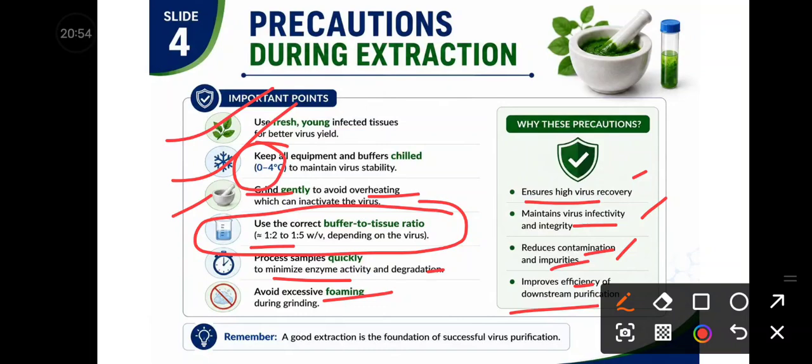Whenever we go to any molecular laboratory, standardization of the procedure is most important. See, in every lab they use different quantities of buffer as well as sample, so you have to standardize it. It may differ from virus to virus, and from condition to condition. Okay, so you have to standardize the buffer to tissue ratio. So this is all about the extraction process, the first step, isolation or extraction of plant viruses.